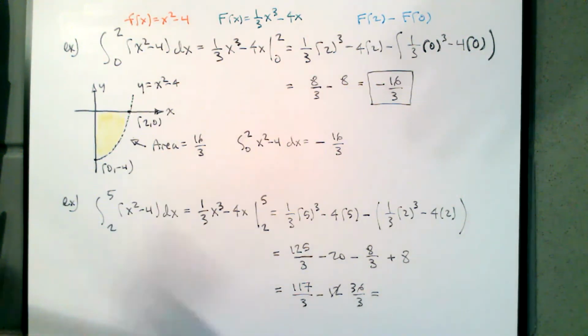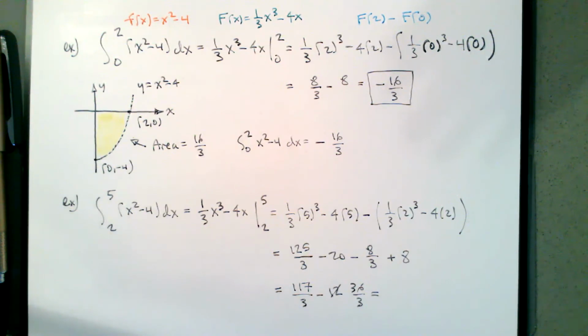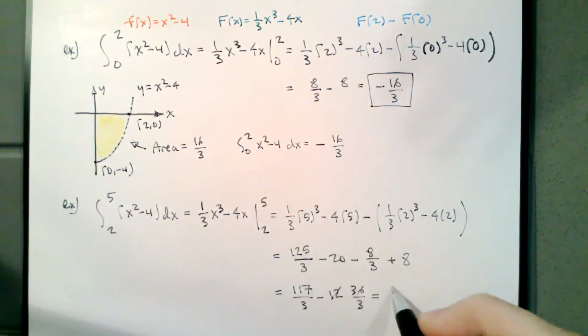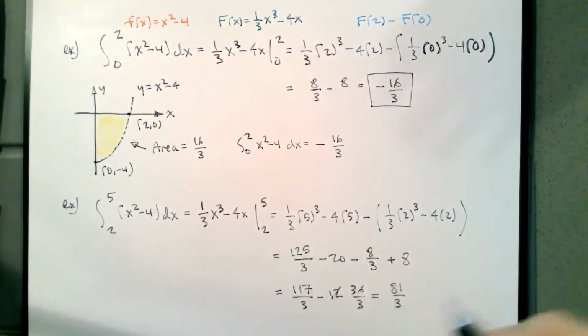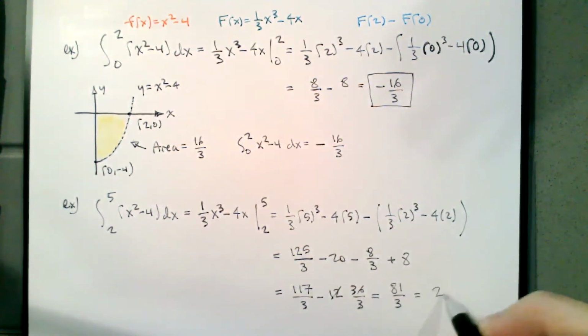It's too Monday for me to do arithmetic. So 117 minus 36. I thought I was going to be fine, but I'm clearly not. 81. And so we get 27.